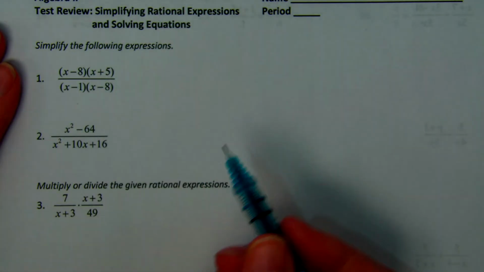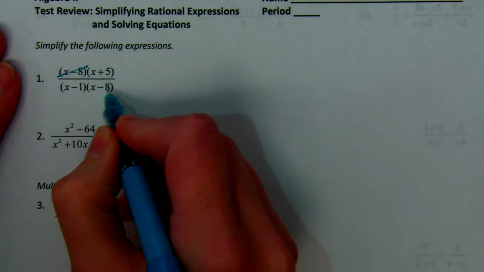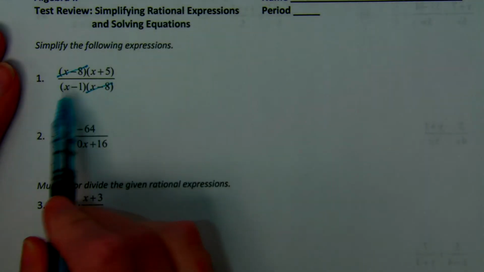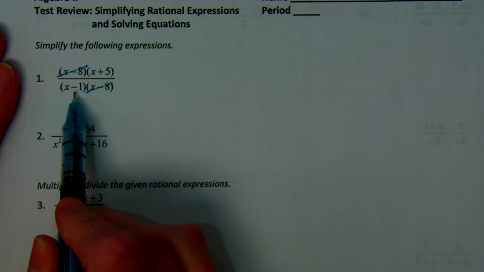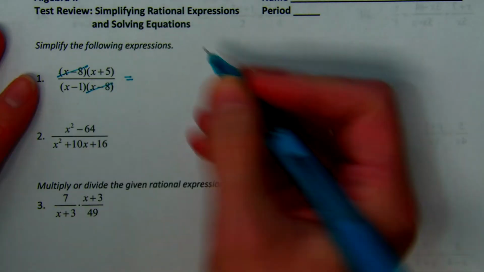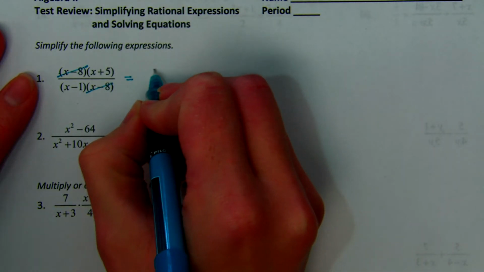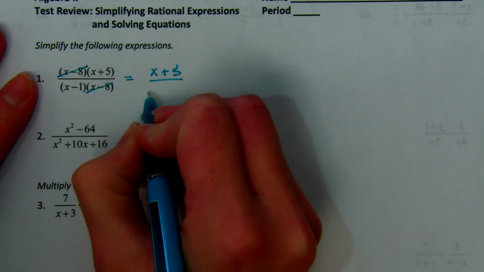And remember that this x is married to the 8, this x is married to the 5, this is married to the 1, and this is married to the 8. So while you see a whole bunch of x's here, only the pairs can be crossed out. So if I'm going to cross out x minus 8, I have to have another x minus 8 in the bottom of the fraction. And we do. So we're going to cross out both the x minus 8s. And while I have an x here and an x here, this x is with 5 and this x is with -1, and they cannot be separated. So in simplified form, this expression is just x plus 5 over x minus 1. And you're done.